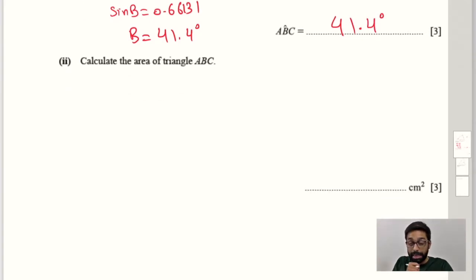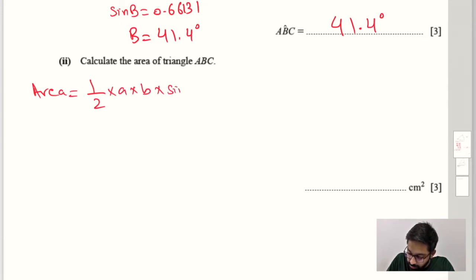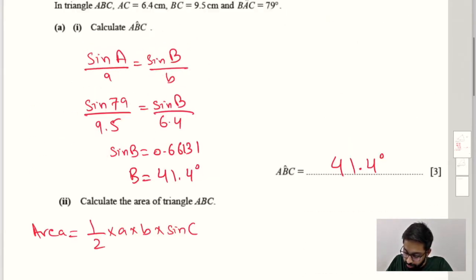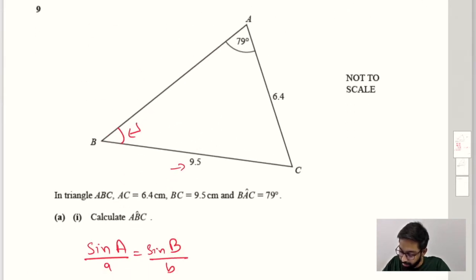Now in order to find the area of a triangle in trigonometry, we can use this formula: half times A times B times sine C, or in short, half AB sine C. Okay, let's have a look at it. So first, in order to use angle C, you need to find what angle C is. So if angle B was 41.4, and if you add 79 and 41.4 and C, you should get 180.